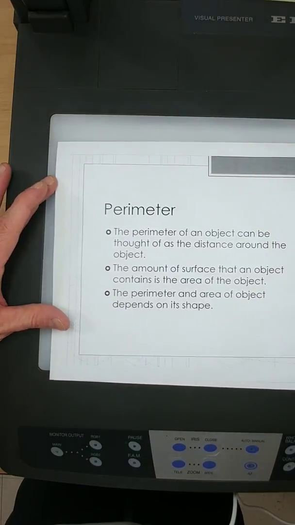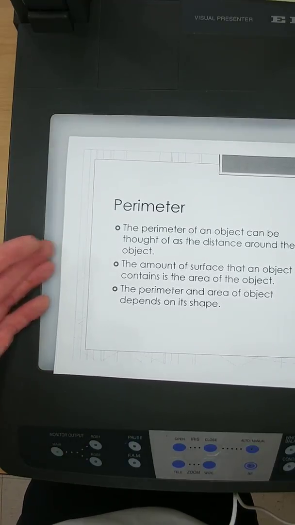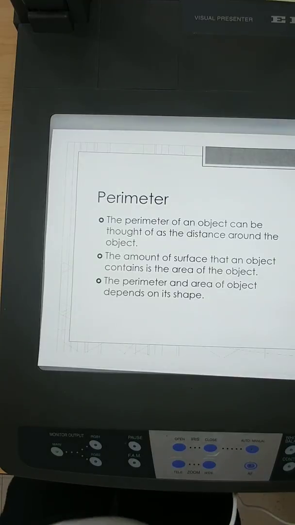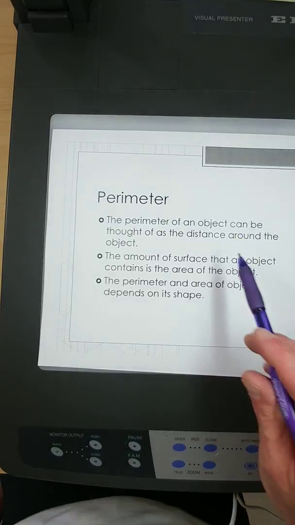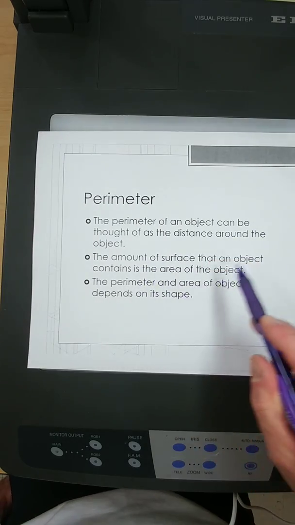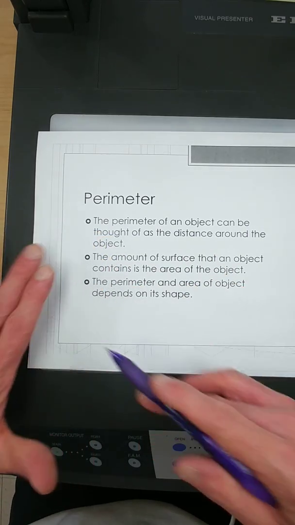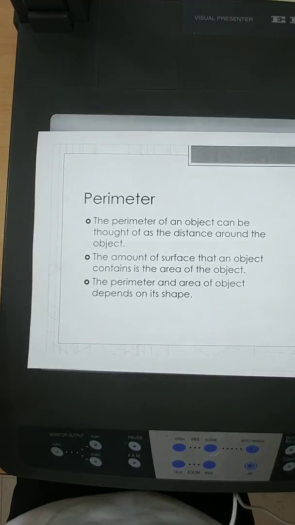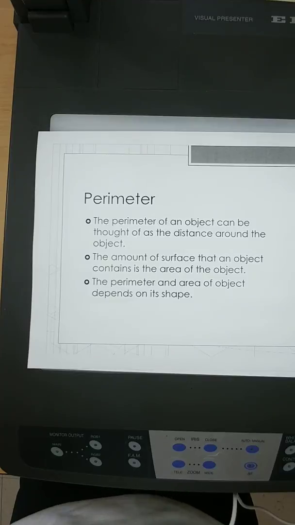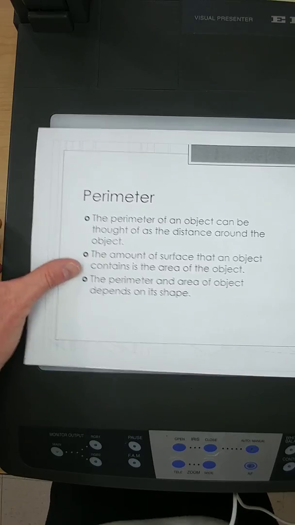All right, to start our unit, we're going to talk about perimeter and area, which is section 7.2 of the geometry chapter. The perimeter of an object is basically the distance around the object, as opposed to the area, which is the amount of surface that the object contains. So two different ideas. Perimeter, again, is just the distance around the object, whether it's a triangle or square or rectangle, and area is the amount of surface that all these shapes would contain.